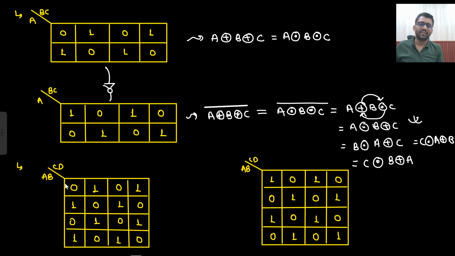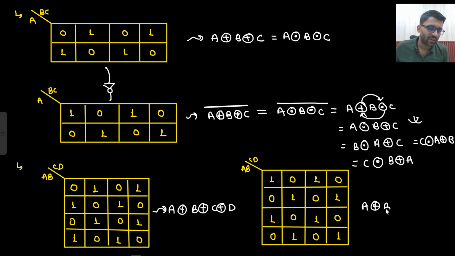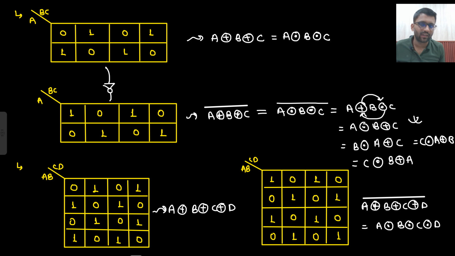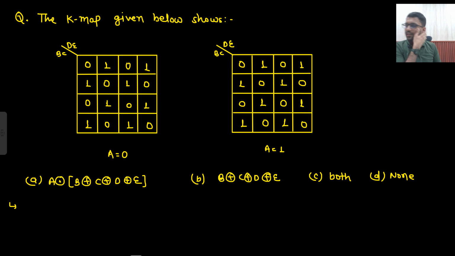What about this? What will this represent? Starting from 0, alternatively 1 and 0 are written. So this will be your A XOR B XOR C XOR D. What will this represent? Starting from 1, alternatively 0 and 1 are written. So this will be the bar of this. And what is the bar of this? Since these are 4 variables, that means an even number of variables. So for an even number of variables, this would be the condition, right? Let's see the next one.